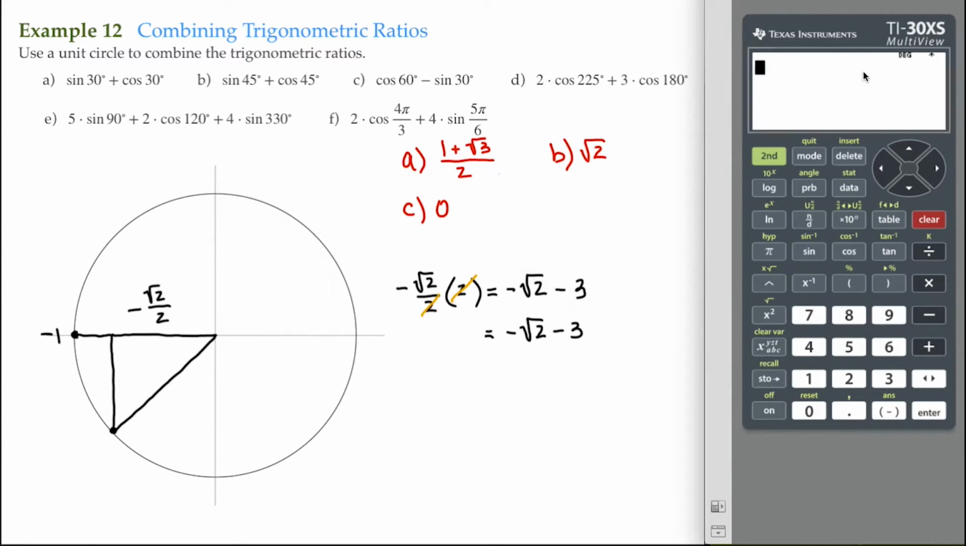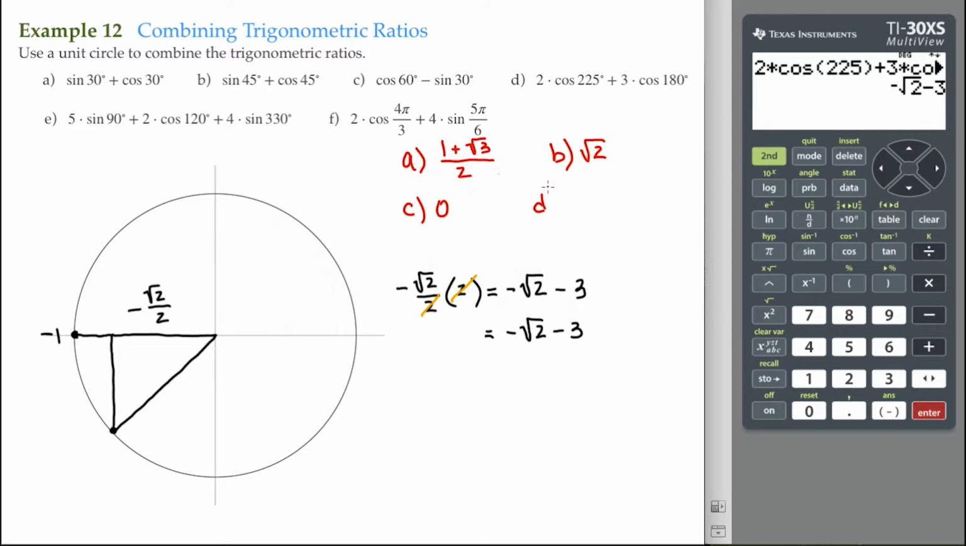Again, we'll use our calculator to check, and you can type it in just like this. 2 times the cosine of 225 degrees, don't forget to close off your parentheses, plus 3 times the cosine of 180. Close off our parenthesis, and we have negative square root of 2 minus 3. So we confirmed our results. So this is negative root 2 minus 3.